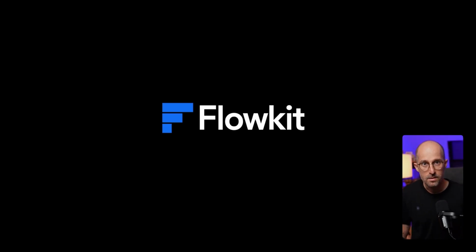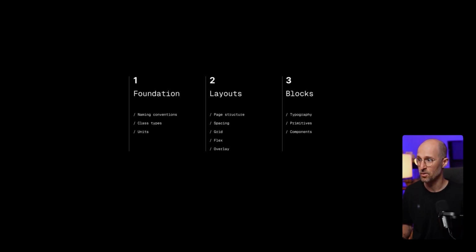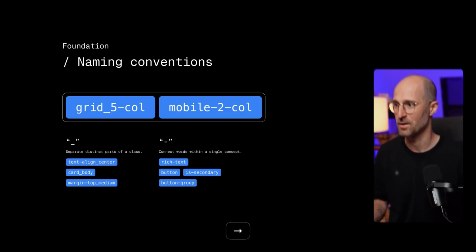FlowKit is a CSS framework that was designed specifically for sites that are AI generated inside of Webflow. In this video, I'm going to cover 3 main pillars of this framework: foundation, layouts, and blocks. Blocks are building blocks. In foundation, we're going to cover naming convention, class types, and units. So let's start with the first one.